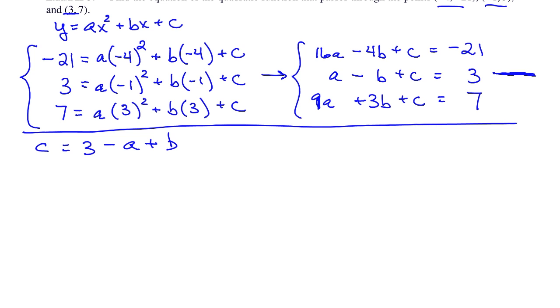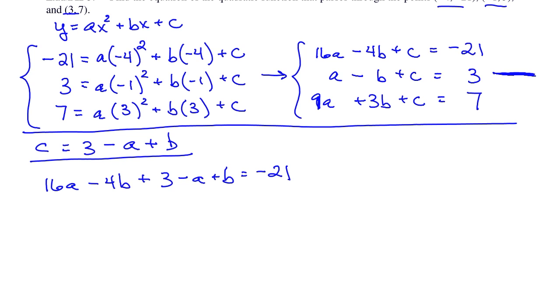And I'm going to substitute that into the other 2 equations to create another system of 2 equations and 2 variables. So subbing into the first equation, we get 16a minus 4b plus 3 minus a plus b equals -21. And then 9a plus 3b plus 3 minus a plus b equals 7. So we substituted into the c there, and we come up with these 2 equations with 2 variables.